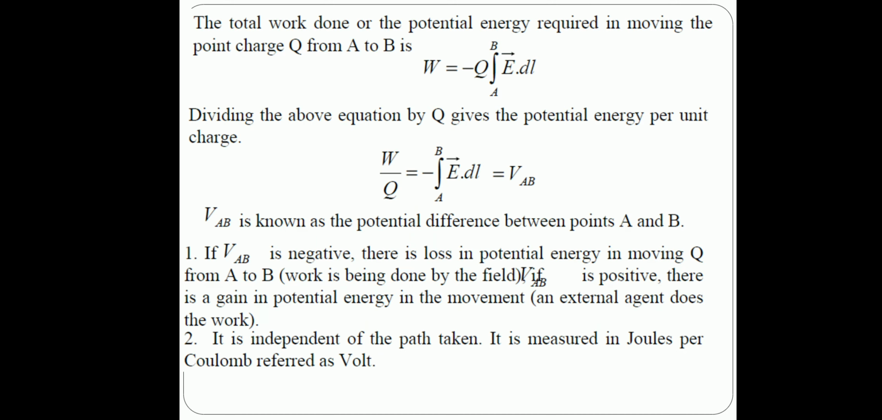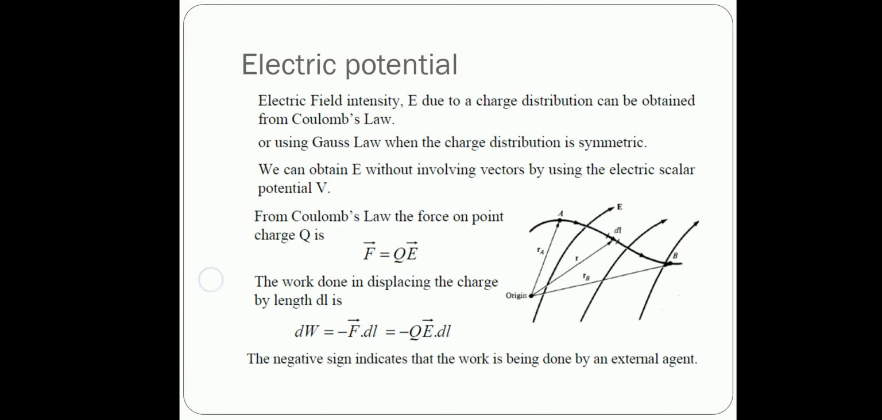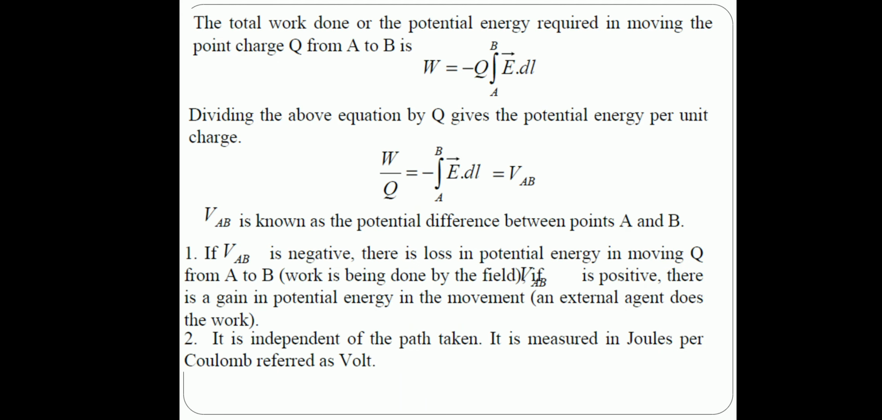So the total work done, or the potential energy required, in moving the point charge Q from A to B, along a path. So from A to B, if you need to move a charge, we need to integrate this dW. So that is W is equal to minus q integral from A to B of E dot dl.